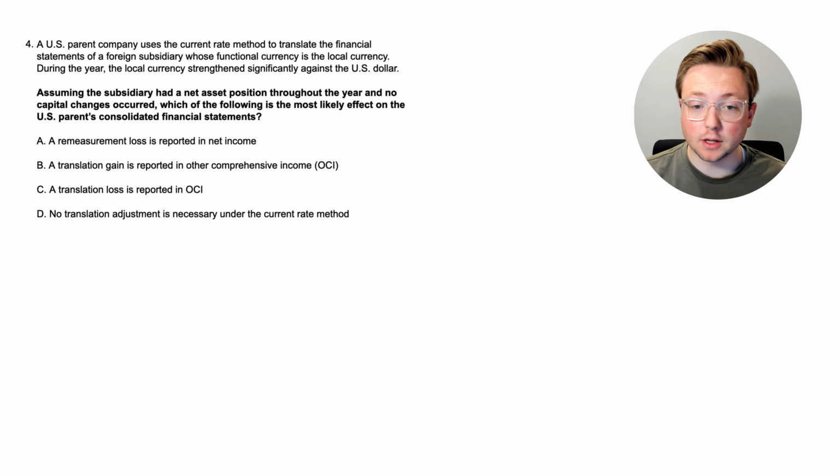Option A, a remeasurement loss is reported in net income. Option B, a translation gain is reported in other comprehensive income. Option C, a translation loss is reported in OCI. Or option D, no translation adjustment is necessary under the current rate method. So based on what we've learned so far, you might have an idea. If you don't, if you're still a little bit confused, that's okay. We're going to use this question to learn some more. But if you want, give this a try, and when you're ready, come back. We'll look at the answer together.